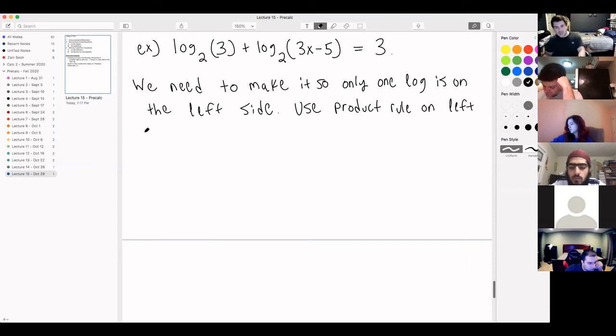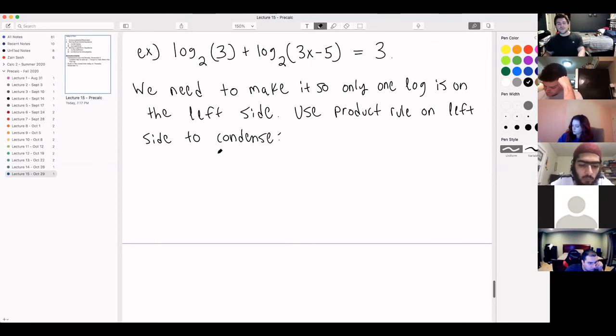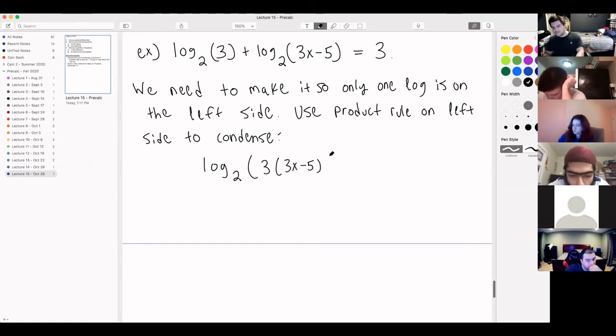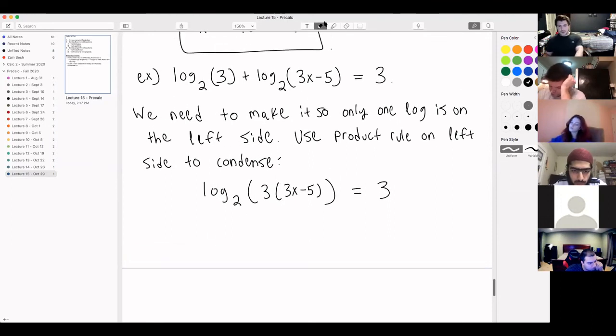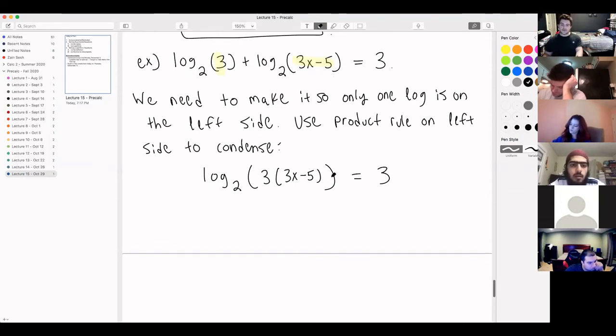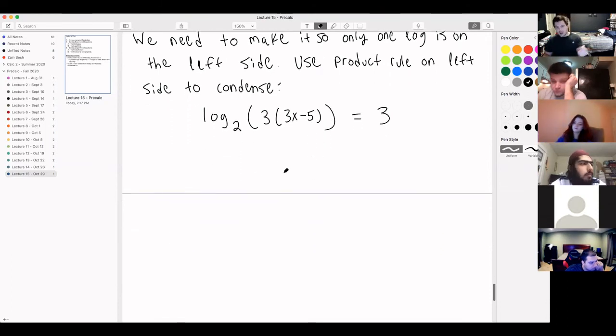Use product rule on left side to condense. Good. So now the left side will be log base 2 of 3 times 3x minus 5 is equal to 3. I multiplied 3 by 3x minus 5. That's the product rule. Good, now use the definition. So now we're in good shape.